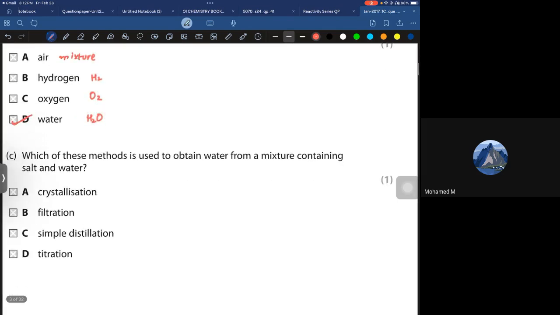Which of these methods is used to obtain water from a mixture containing salt and water? I think it's filtration, or simple distillation? The salt is soluble in water. So if the salt is soluble in water, filtration is not possible. Filtration we can do when the salt is insoluble in water. Okay, crystallization. So it should be crystallization.